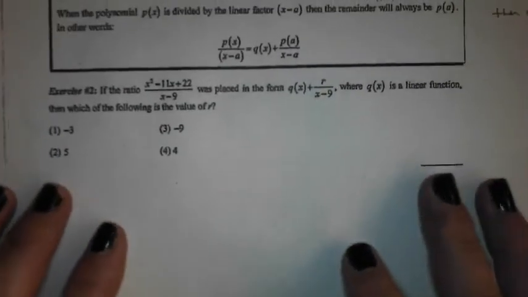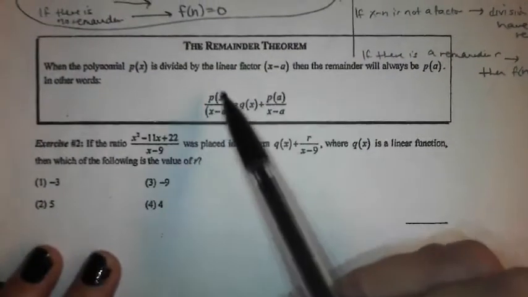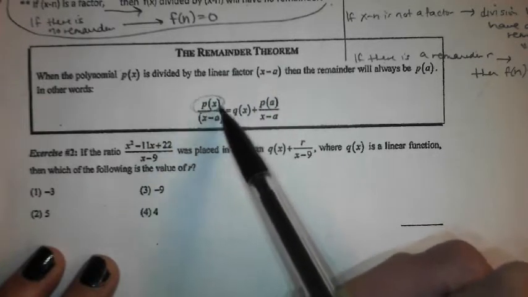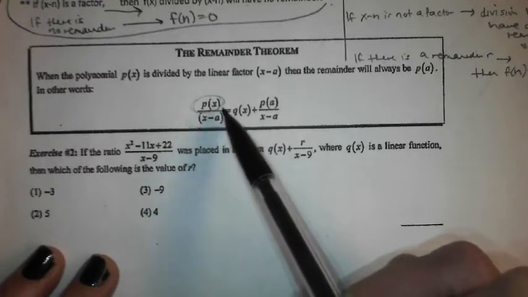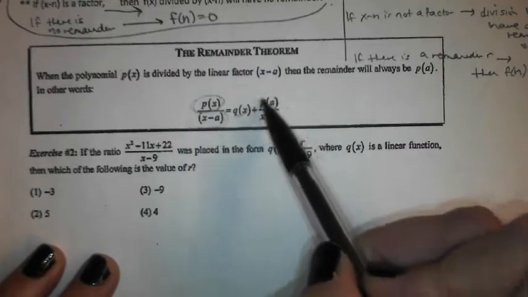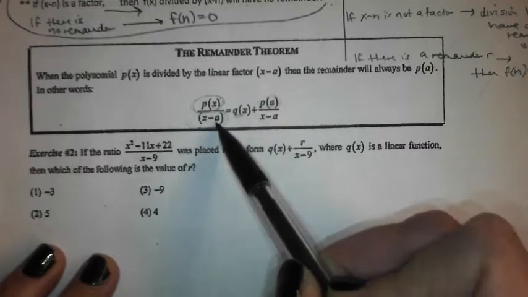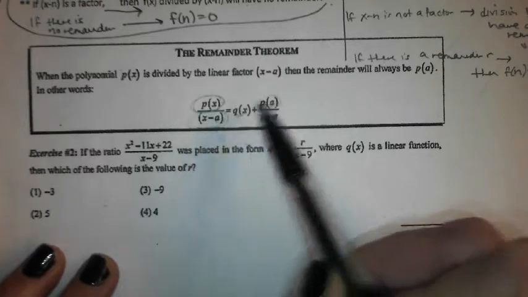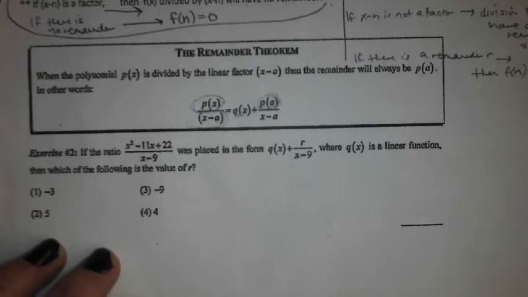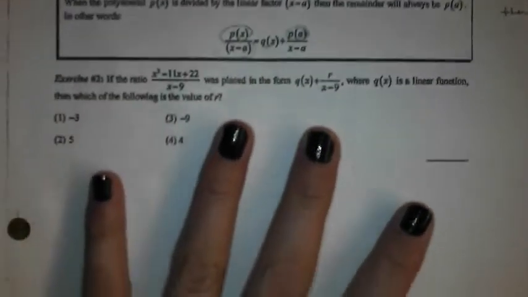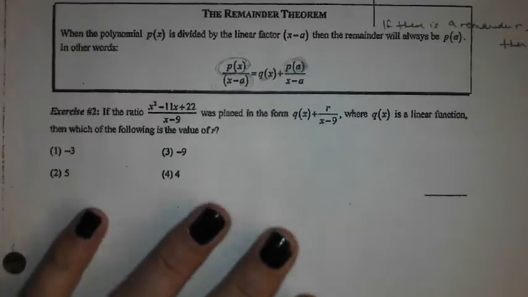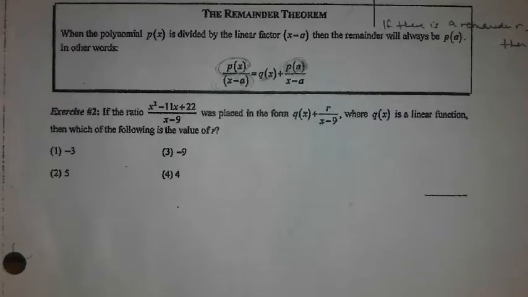Exercise 2 here. I guess I can talk about this quickly. It's just all symbols. But if you have a polynomial, p of x, and you're dividing it by a linear factor, you get q of x, which is the quotient, plus p of a over x minus a. Your factor that you're dividing by is x minus a, so p of a is the remainder. Take it or leave it with that notation, but there's so much going on here, they have to give it to us in generic symbols.